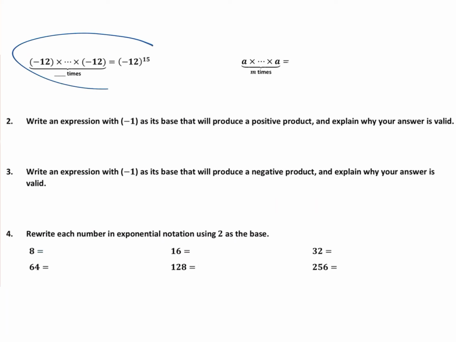Then try these ones as well. Just because it's a letter now doesn't change the process. In this one, we were multiplying out the 12s, so that's the base. In this one, we're multiplying out the a's, so it is the base. The exponent happens m times, so that is our exponent.